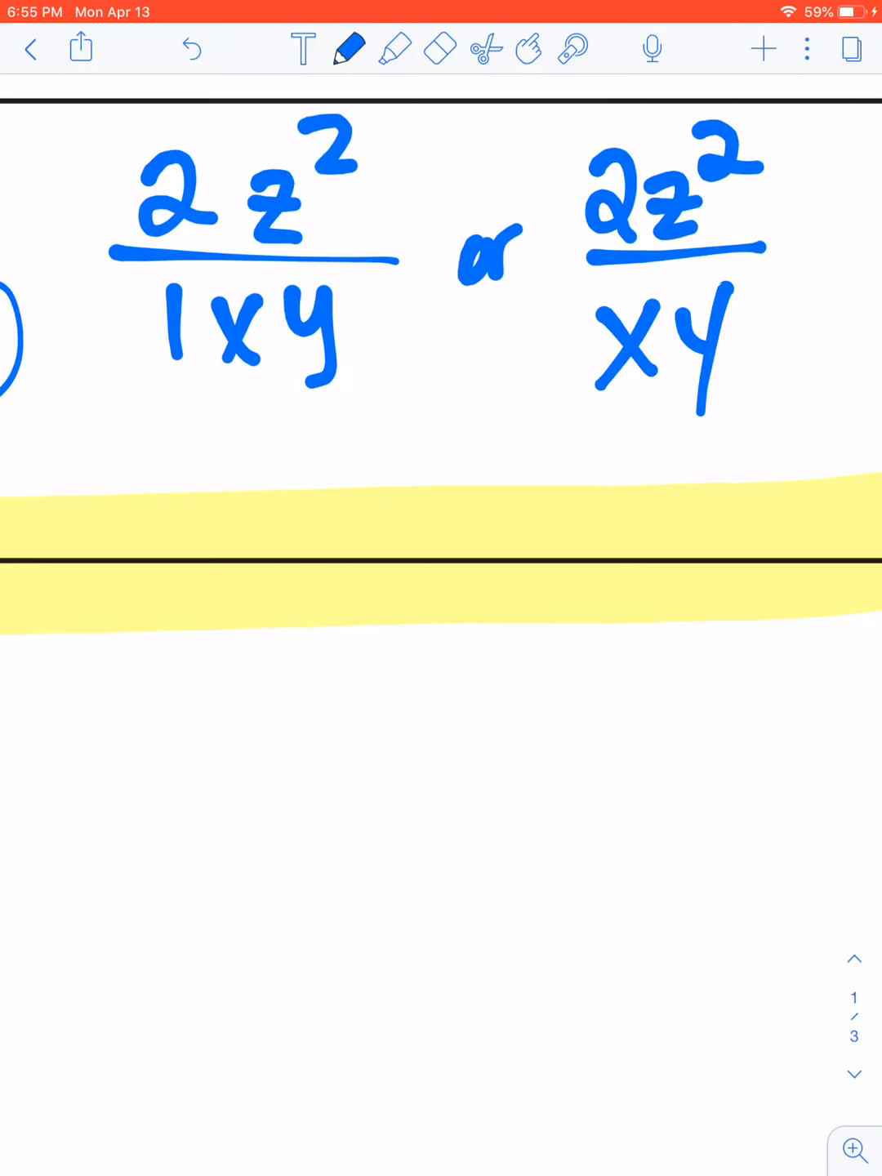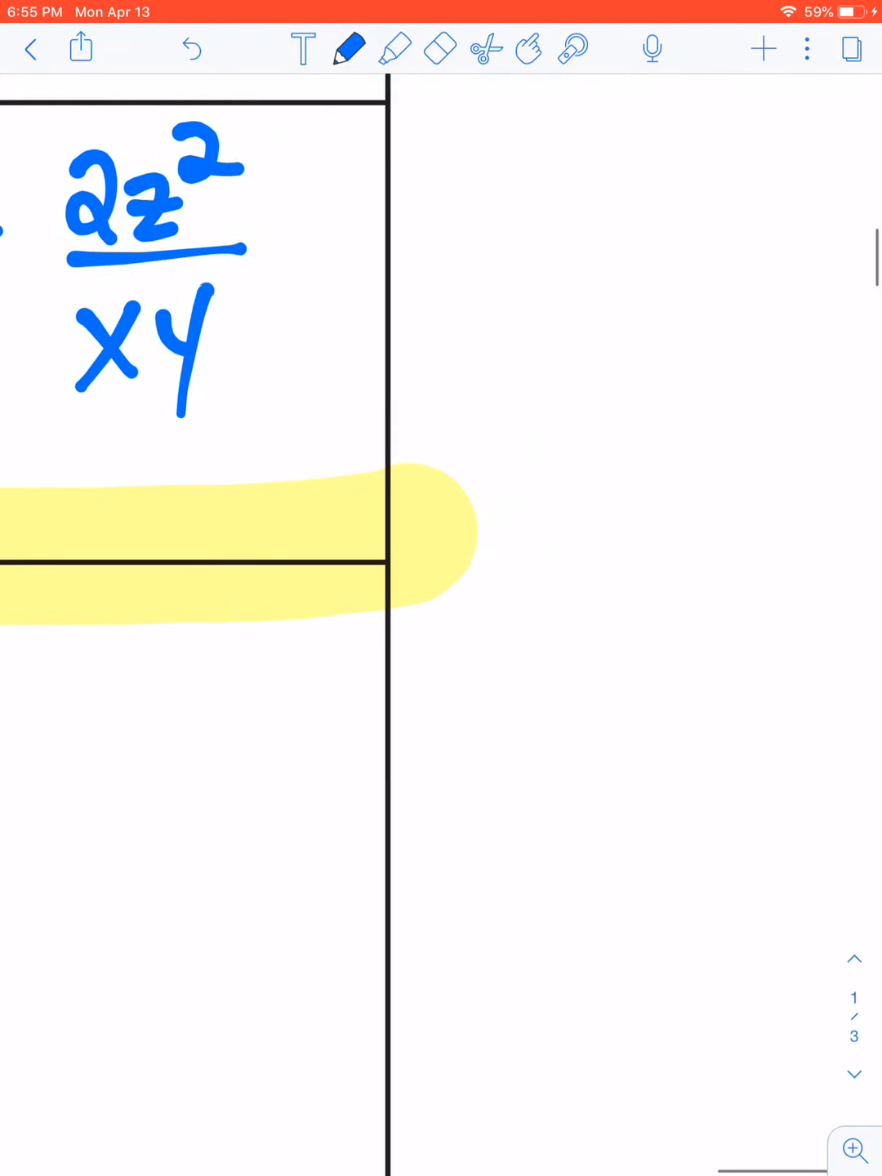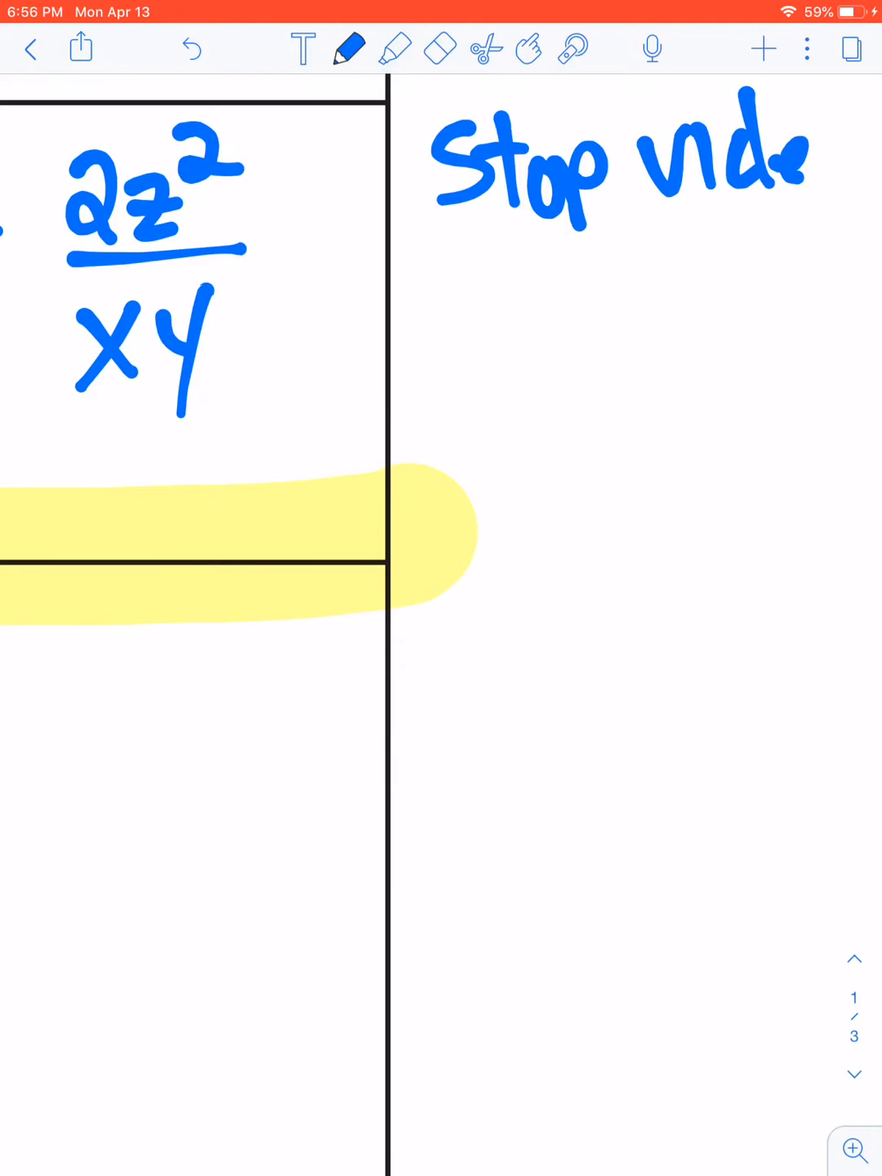So at this time, I would stop the video and I would head on over to your homework and do problems 1 through 3. So these 6 examples correspond to 1 through 3 on your homework, and then come back later and continue.